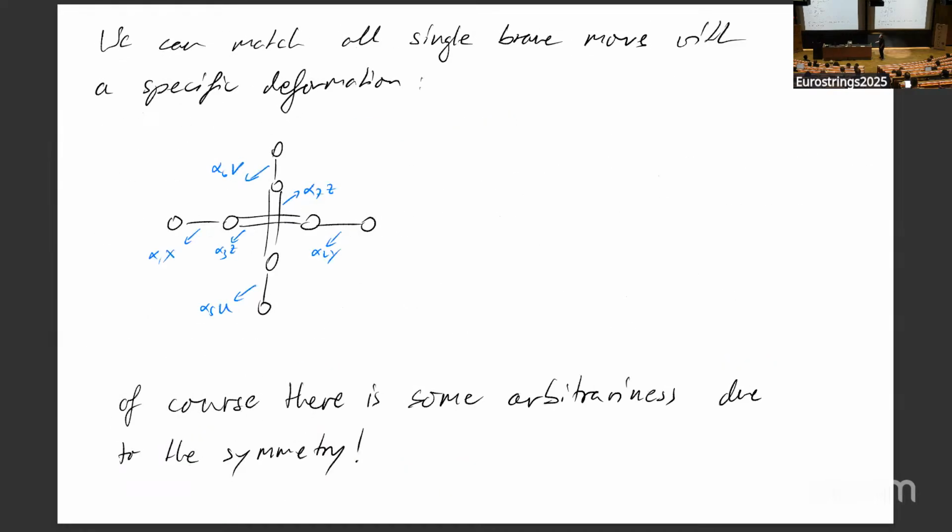And over here, the x, the y, and the z are how the D5 brane moves, and the NS5 brane moves are given by u, v, and z for the other equation. So we kind of have some mapping between these deformations, between moving brane segments, and between these monopole VEVs.